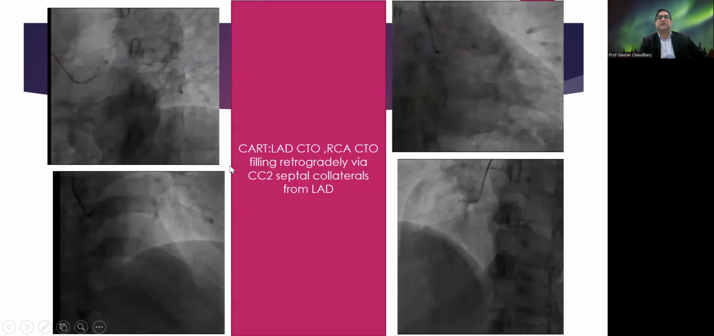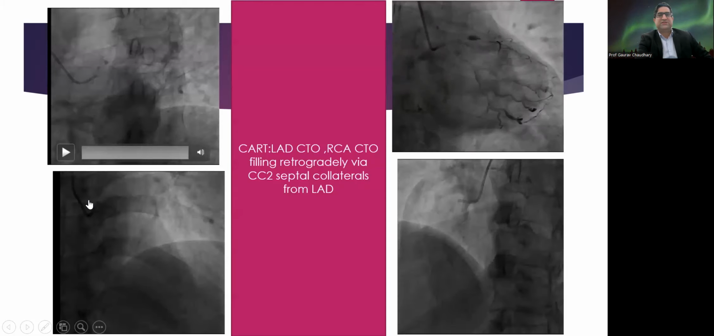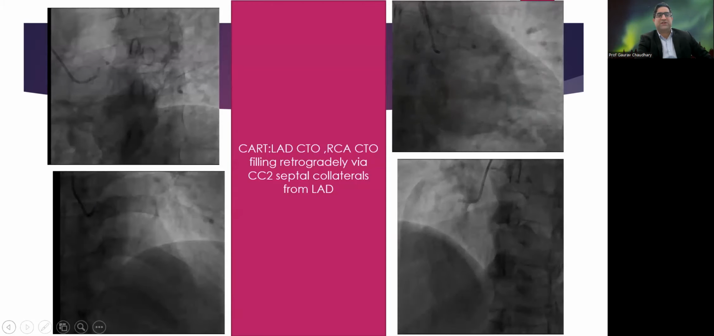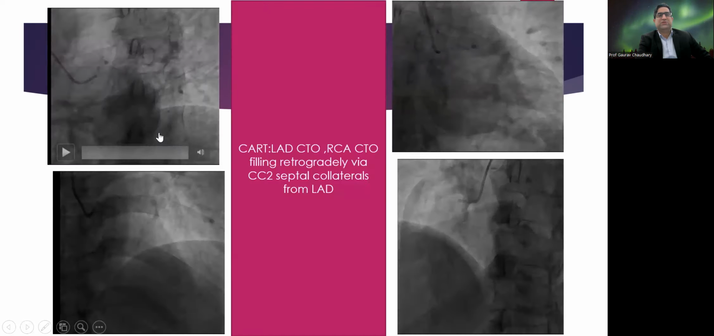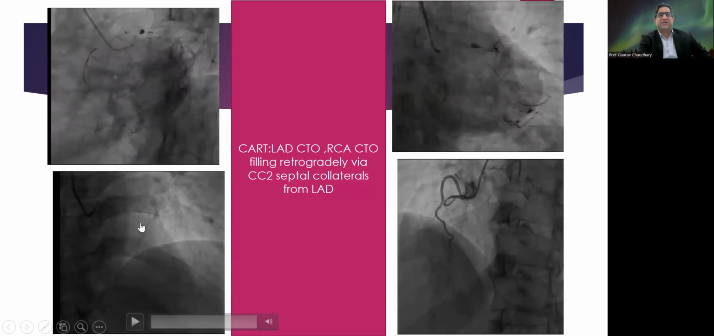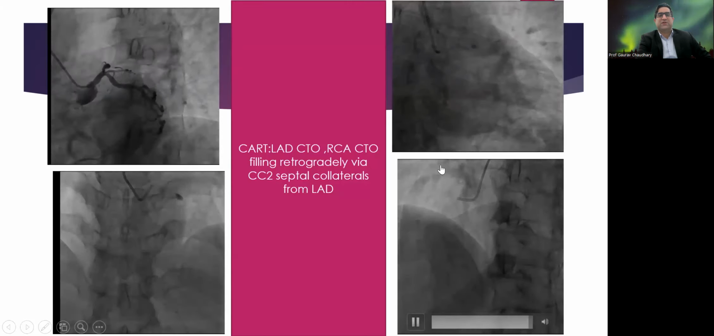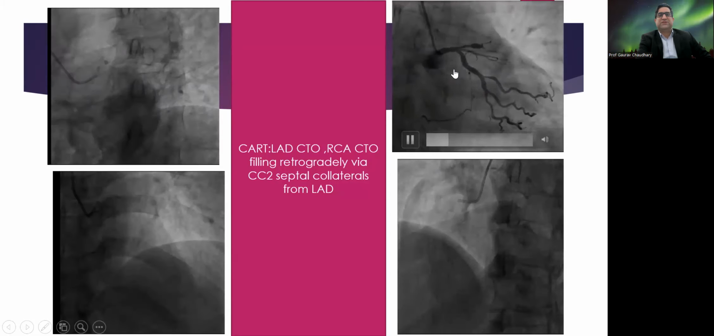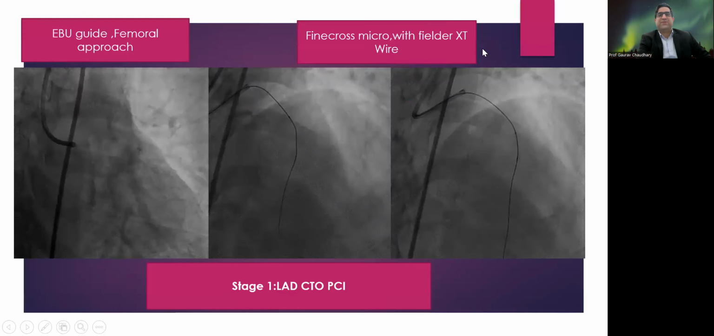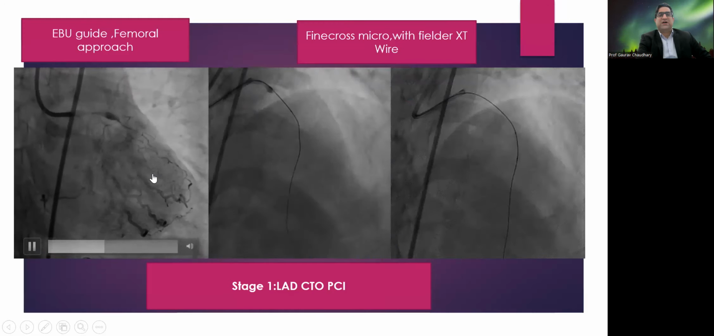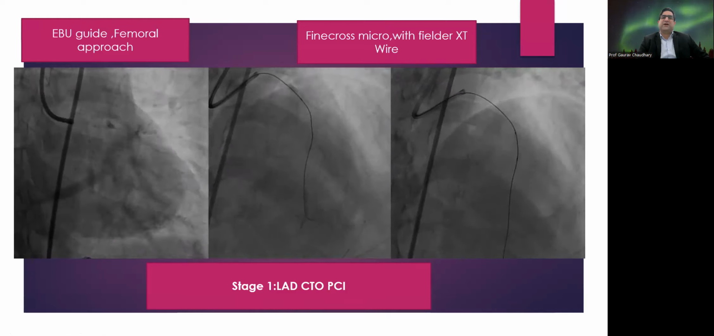So coming on to case 1, this is a patient who had angina for 2 to 3 years, and in March 2021, CTOs were shown in both the LAD and RCA, and the RCA was filling retrogradely from the septal collaterals. So it was a double CTO situation, but in the LAD we can see there is a bit of a stump. We can appreciate it in the RAO caudal view, and in this a routine sliding method was used.